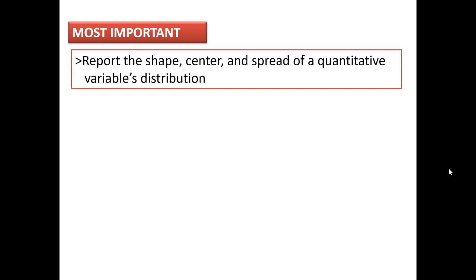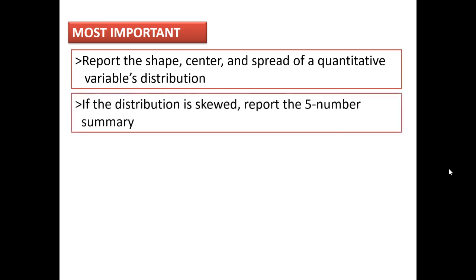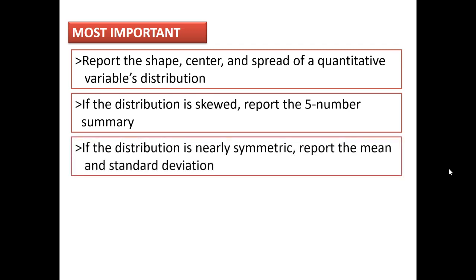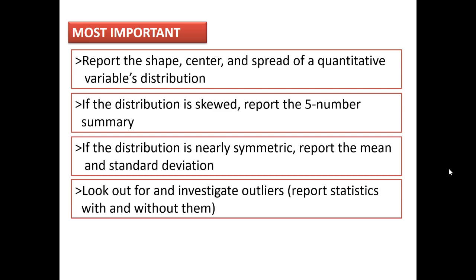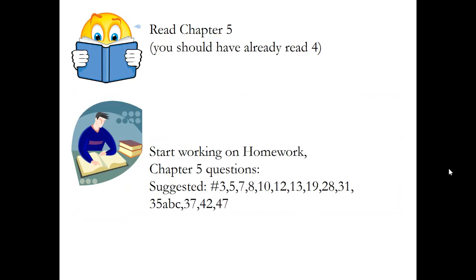Don't forget, you must report the shape, center, and spread of any quantitative variable's distribution. If it's skewed, you're going to give the 5-number summary. If it's nearly symmetric, roughly symmetric, you're going to report the mean and the standard deviation. If you have outliers, we want to investigate those. They give us something interesting to look for. Why are they outliers? But also make sure you report them. If you have them, you have to mention them. They're part of our SOCS. Remember, shape, outliers, center, spread. Don't forget your SOCS in the morning.